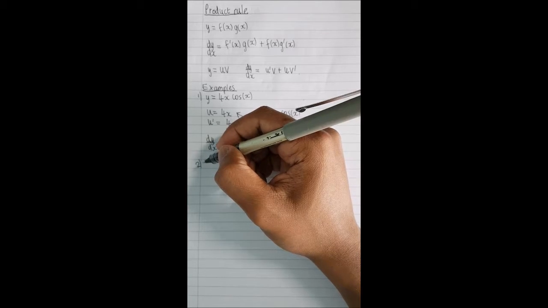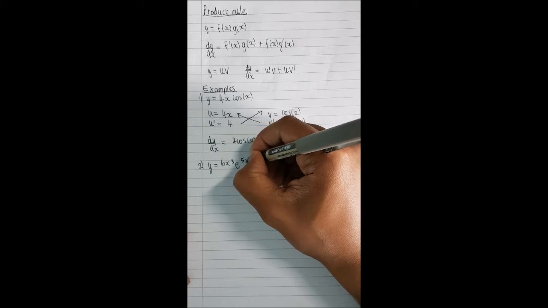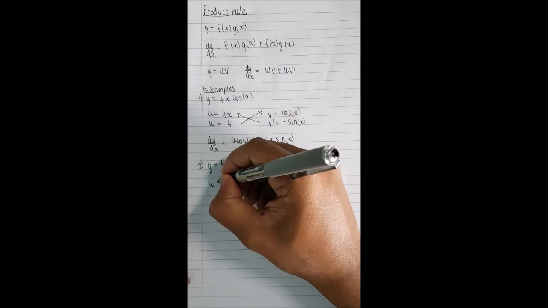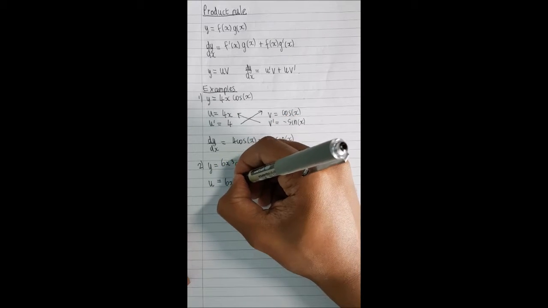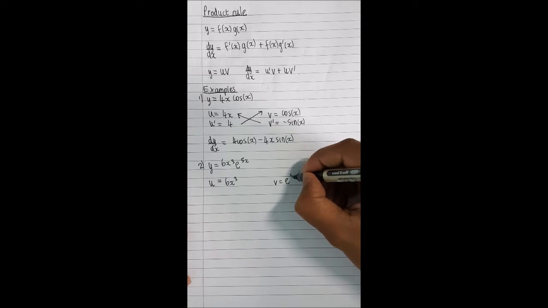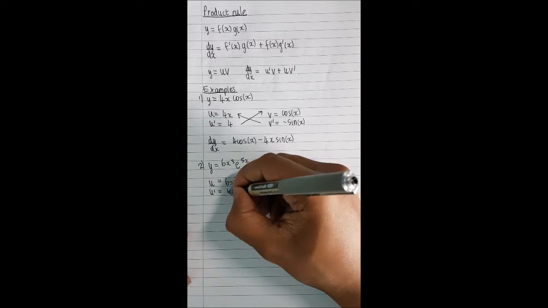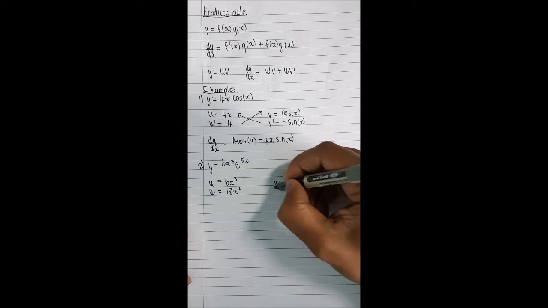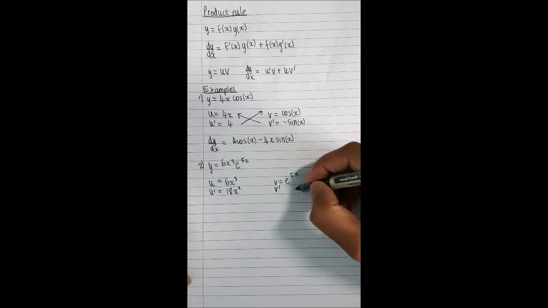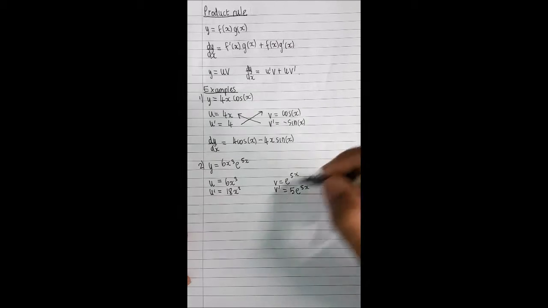So example number 2, y equals 6x cubed e to the 5x. Again we can see that it's a product of two separate functions. We have u is equal to 6x cubed and v equals e to the 5x. So again let's go ahead and differentiate each one. 6x cubed differentiated is 18x squared, and e to the 5x differentiated is 5e to the 5x, just by basic chain rule.